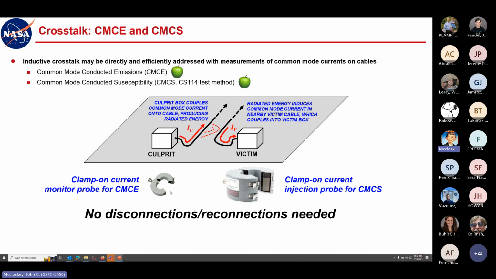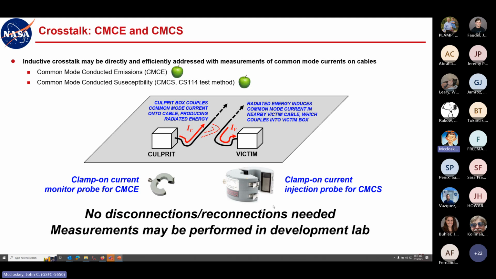When you make the measurements and do the tests with these types of clamp-on current probes, you don't need to make any disconnections or reconnections. You just clamp them around the cables in your setup, and you can perform them in your development lab. And I highly recommend that you do that as an early diagnostic.